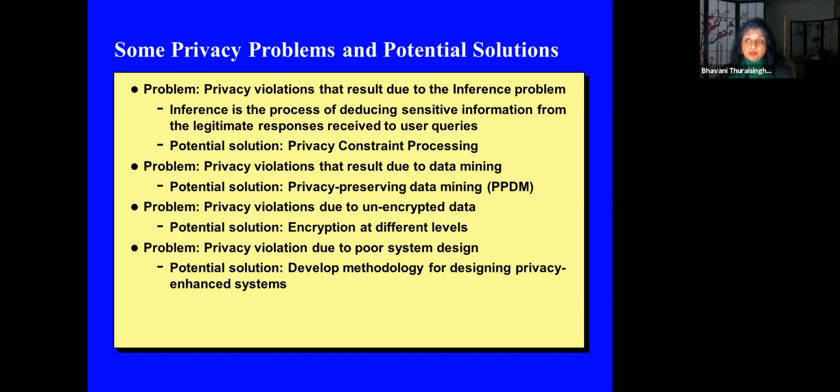Remember, inference problem, the way we define, it's the process of forming conclusions from premises. If these conclusions are unauthorized, so you get legitimate premises and you get unauthorized conclusions, then there is a problem. Inference is the process of deducing sensitive information from the legitimate responses received from user queries. Potential solution, we call it privacy constraints or privacy policies. In those days, we called it privacy, security constraints, or later privacy constraints. But today, the word that we use is policy.